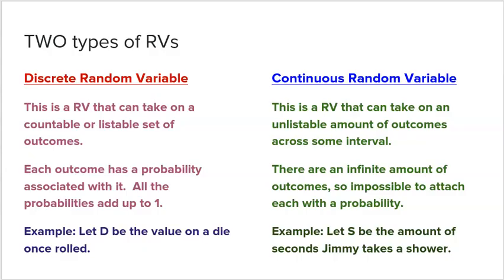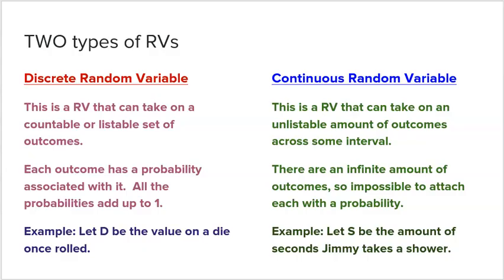A very, very simple example of this would be if I let D be the random variable for the value that you get when you roll a die. So if I roll a die, I could list all the outcomes, 1, 2, 3, 4, 5, 6. That makes it a countable or a listable set of outcomes. And every single one of those outcomes has a probability associated with it, and they all happen to be 1/6.